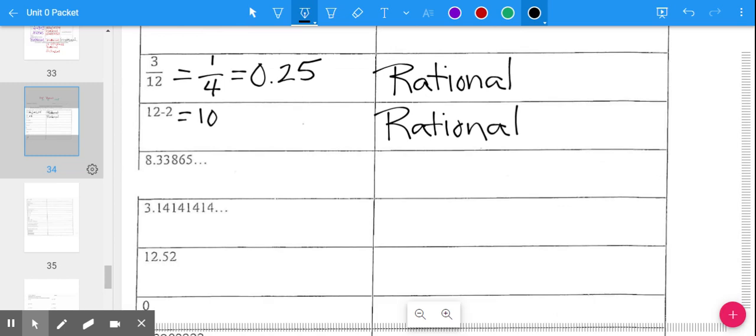The next one, 8.33865... So that ellipsis, that ..., means that those numbers continue going on. There is no kind of pattern in those numbers after the decimal, so this is irrational.